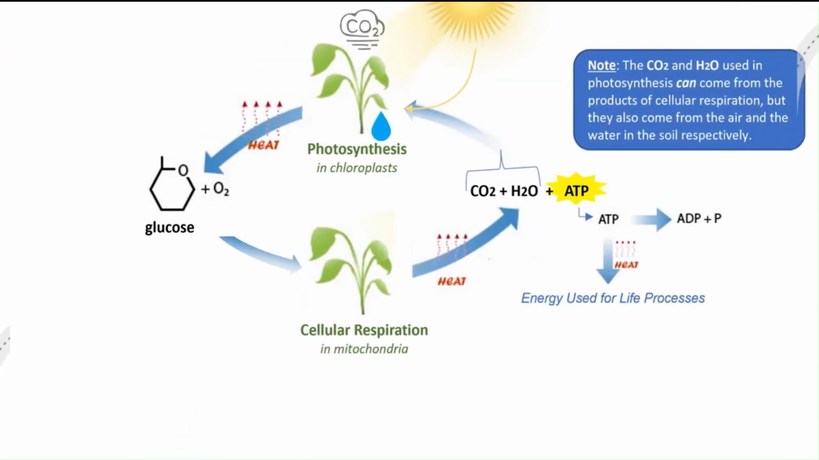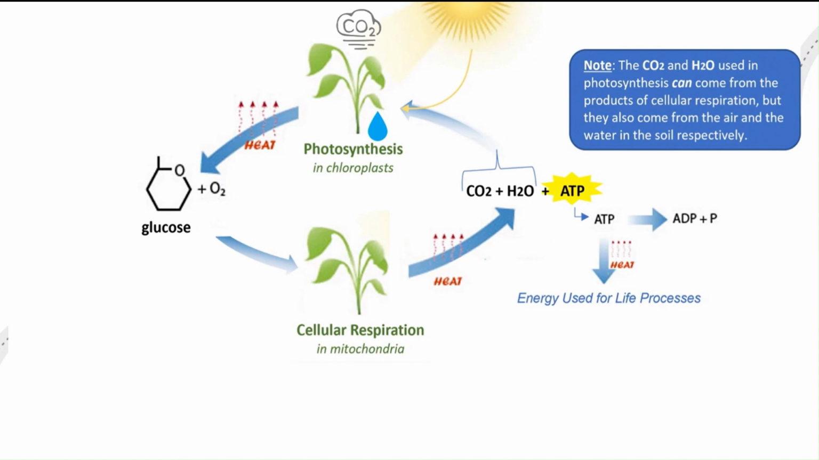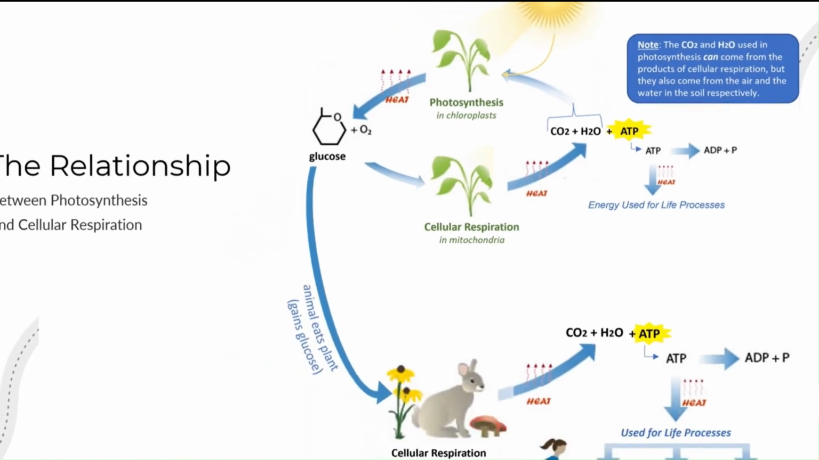Keep in mind that the carbon dioxide and the water used in photosynthesis can come from the products of cellular respiration, but carbon dioxide can also just come from the air, and the water can also just come from the soil, all right? Now, this shows the relationship of photosynthesis and cellular respiration within the same organism. But the connections between these processes go beyond just this, so let's zoom out just a bit more.